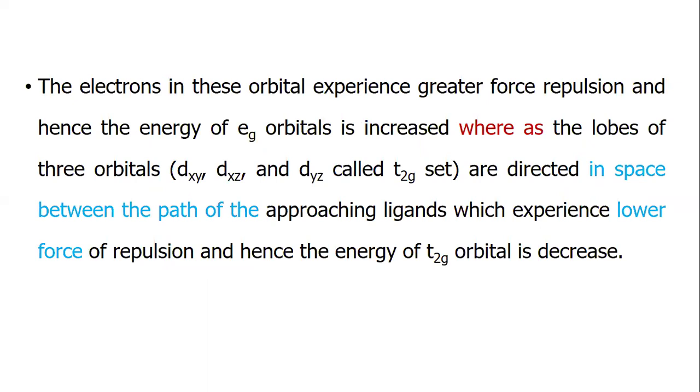The electrons in these orbitals experience greater repulsion and hence the energy of the eg orbitals is increased, whereas the lobes of the three orbitals dxy, dyz and dxz, called the t2g set, are directed in space between the path of the approaching ligands, which experience lower force of repulsion, and hence the energy of the t2g orbitals is decreased.